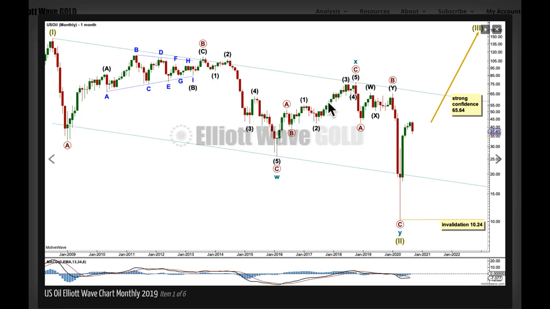The double is joined by a 3 in the opposite direction, labelled cycle X, which also subdivides as a zigzag, and that's the most common structure for X waves within double zigzags, labelled primary A, B, C. And here's the complete second zigzag in the double, labelled primary A, B, C, for cycle Y, to complete the double zigzag for supercycle wave 2.